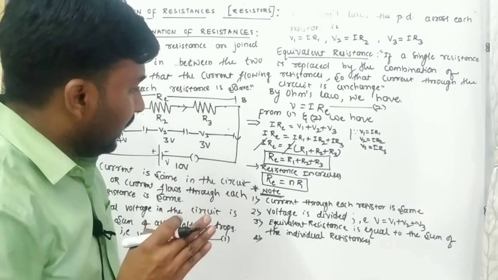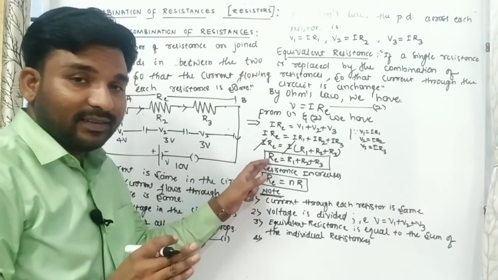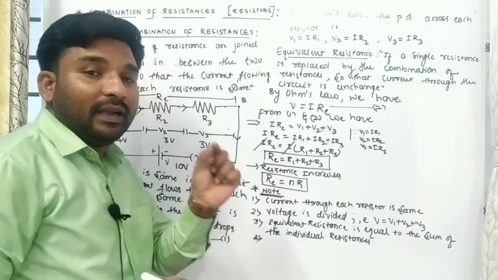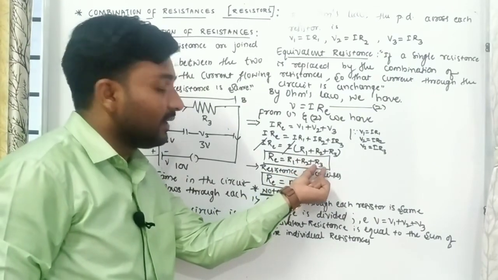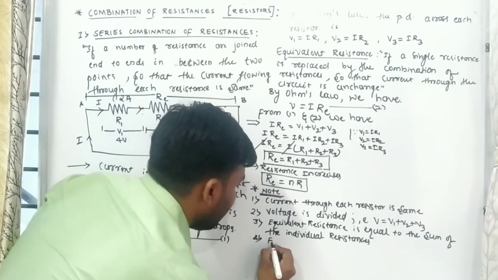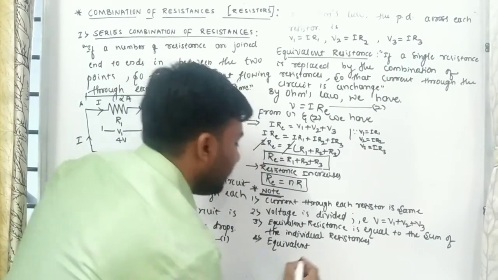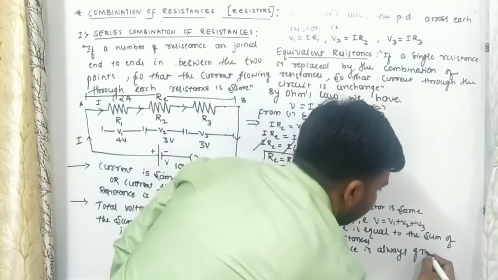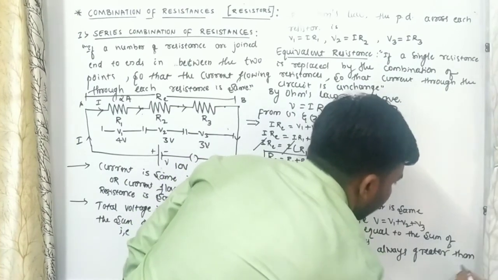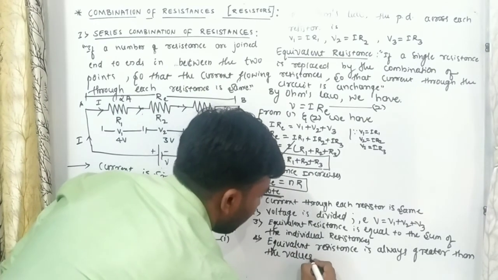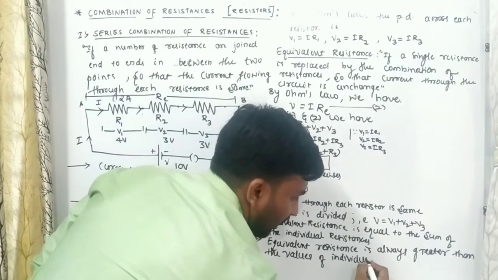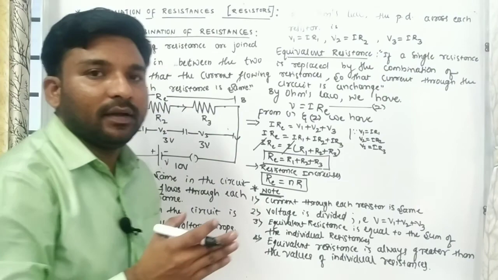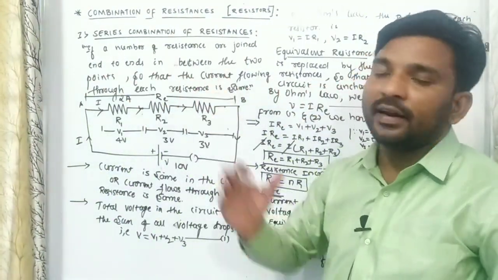And remember a very important thing, that the equivalent resistance is always greater than the individual resistances. Whatever value you get for the equivalent resistance, it is always greater than the values of the individual resistances. Got it? Fine. So these are the main important notes you need to remember when the resistances are connected in series.